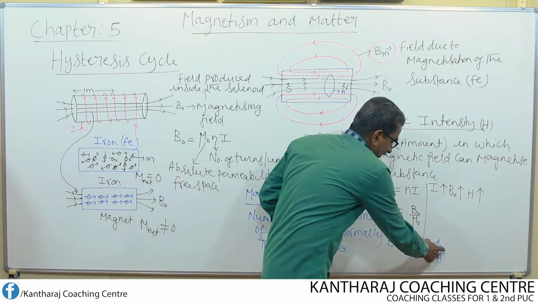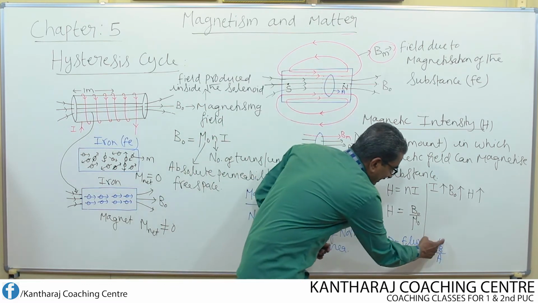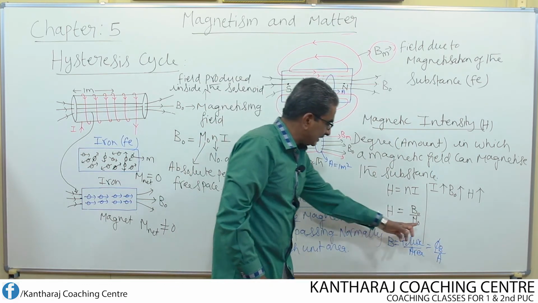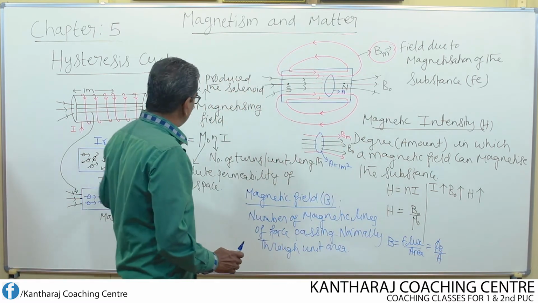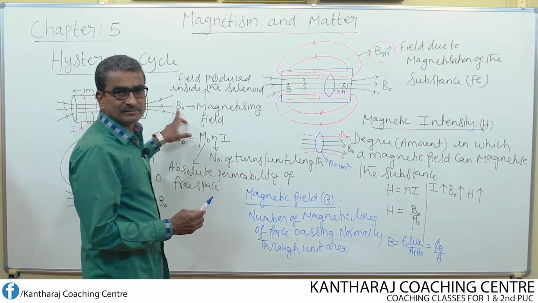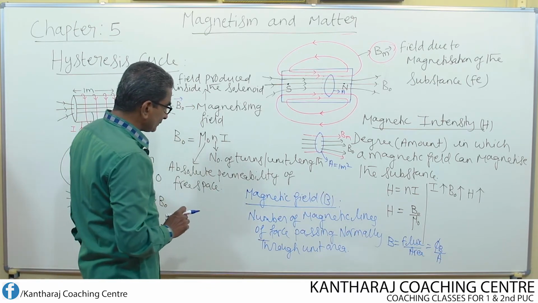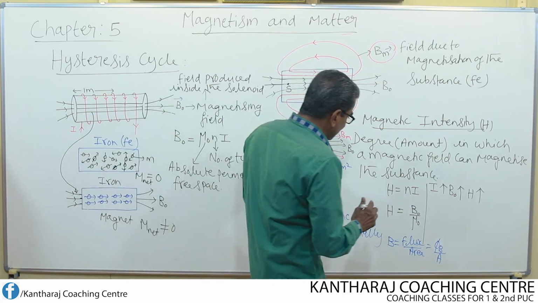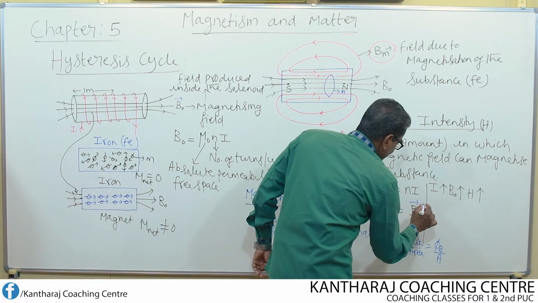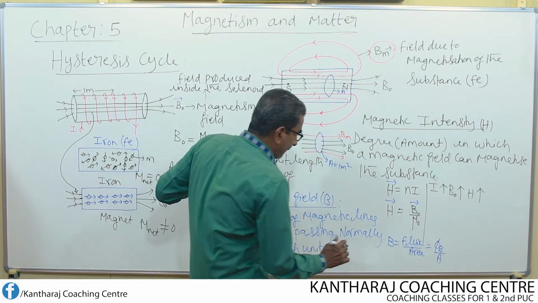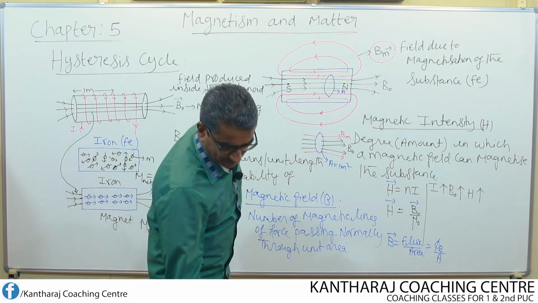See, magnetic flux refers to the magnetic lines of force passing. Through what area are the lines of force passing? If you consider that ratio, that becomes the magnetic field. So observe all three. B naught is a vector quantity. Then what about H? H is also a vector quantity. Remember. Then what about B? B is also a vector quantity. So what's the difference now?